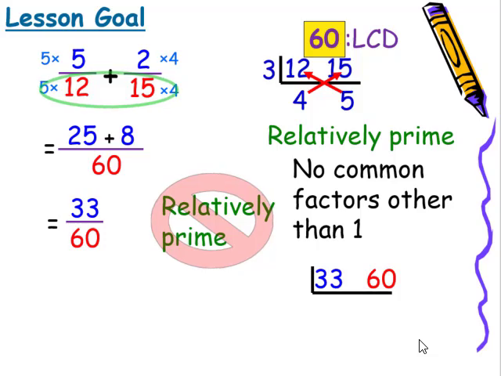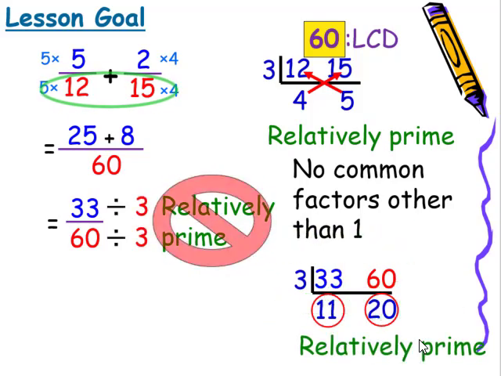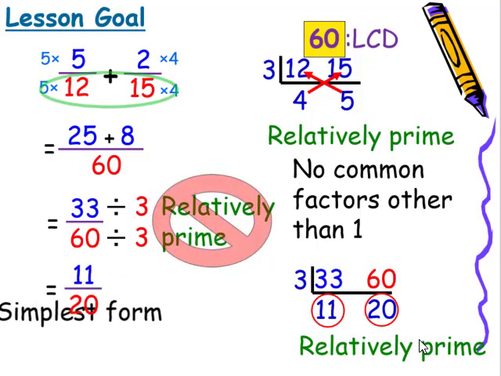Therefore, we could factor out a 3. That leaves us with 11 over 20. Another way to reduce this is just to divide through by 3, top and bottom. This gives us our 11/20, and this is, in fact, in simplest form.